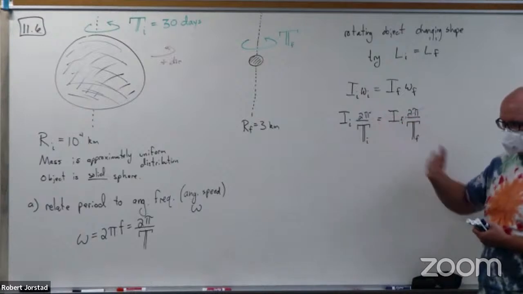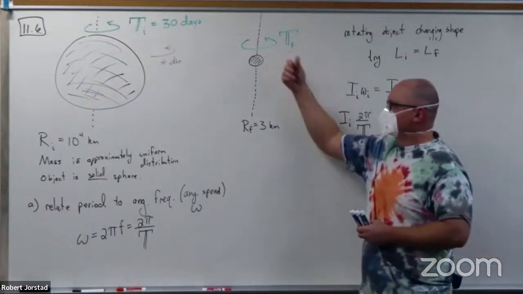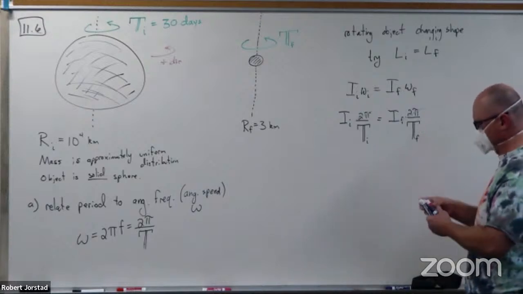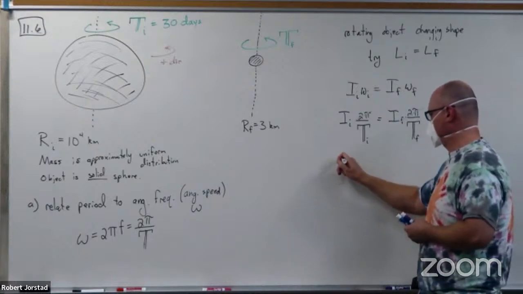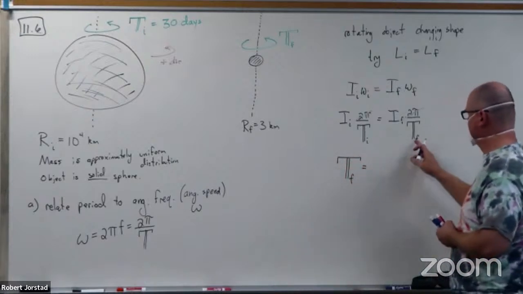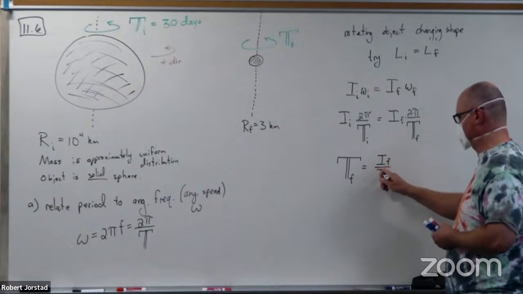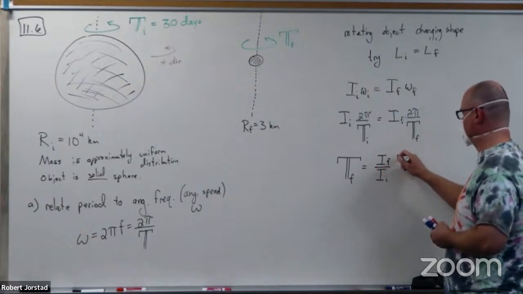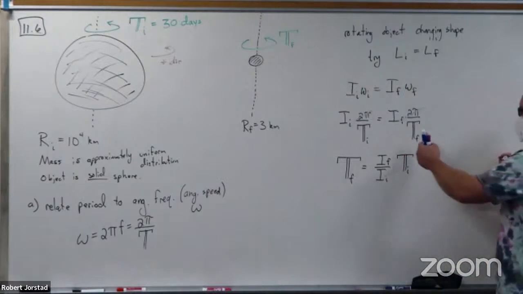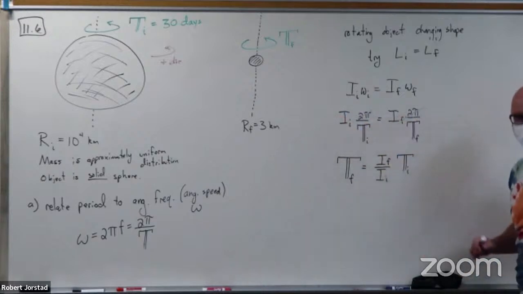I'm going to rearrange this and solve for period final. That's what I'm looking for in the end. I want to find out the final rotation information, either the period or the angular velocity or whatever you want to call it. Solving this for T final, let's make sure I don't screw this up. You can do it on your paper too. I think it's going to be I final over I initial times the initial period. Make sure I didn't flip something upside down. Final comes up here, initial comes up here. So this should be final. I think that's right. Is that good?